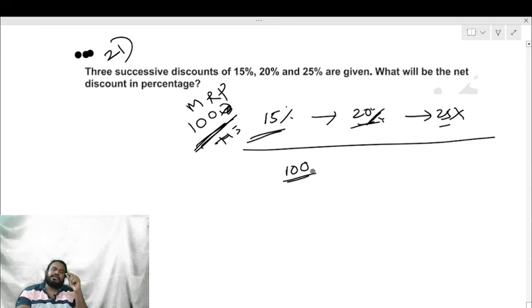Now we will calculate. So 15 rupees is removed. So you will get it for how much value? Now you will get it for 85 rupees, from 100 if I remove 15. One second, system is not responding.